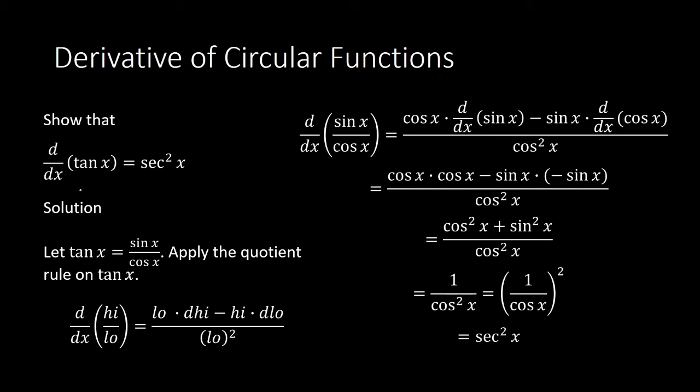And so we have shown that the derivative of tangent of x with respect to x is equal to the square of secant of x. And we did it using the quotient rule, using the derivatives of sine and cosine, and using your fundamental identities.